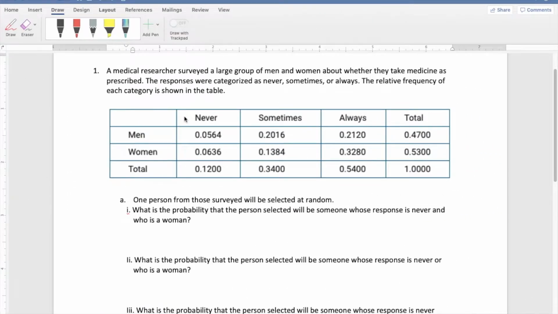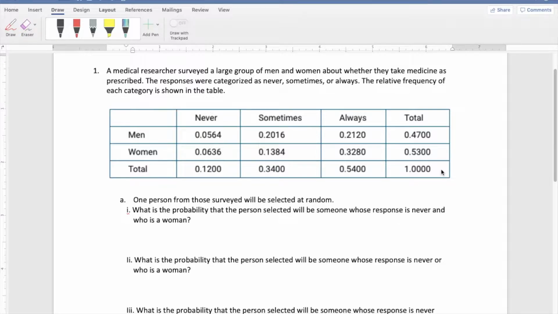So this is number one of the classwork for this week. Number one says a medical researcher surveyed a large group of men and women about whether they take medicine as prescribed. So we have this table, men and women, and then we have never, sometimes, and always for if they take their medicine as prescribed, and then we have totals. Notice that these are giving us percentages as opposed to numbers of people, but we can still follow the same general rules when we find probabilities.